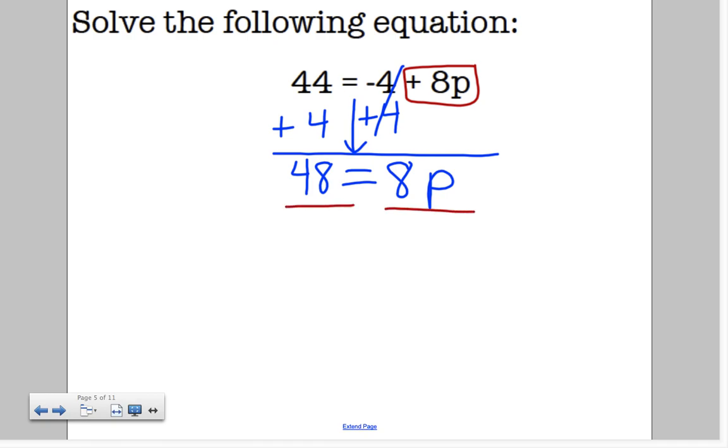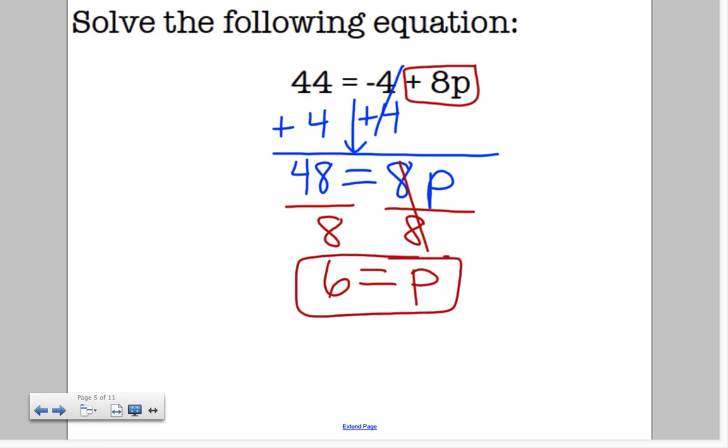Good. So we want P. We want 1P. So we have to make 8 turn into 1. So we're gonna divide it by itself. Very good. So now, if you look at this, we have 1P here. And what does P equal? What is P gonna equal? Ethan? 6. There you go. All right.